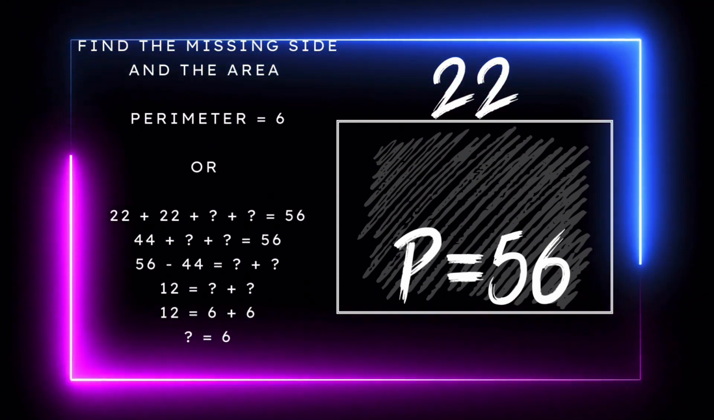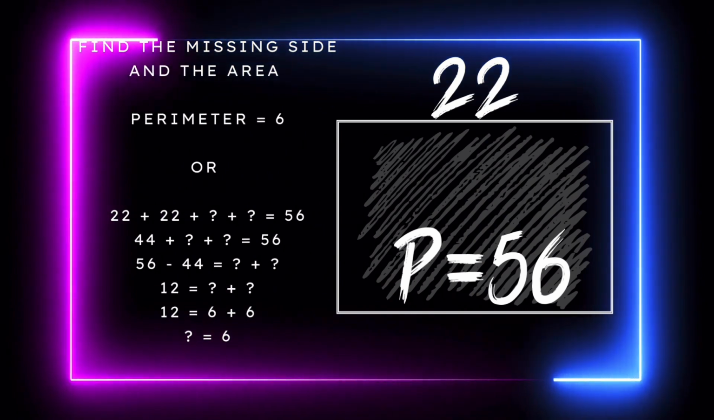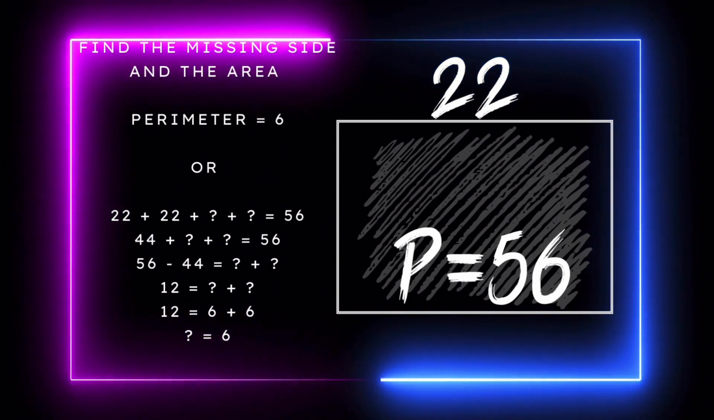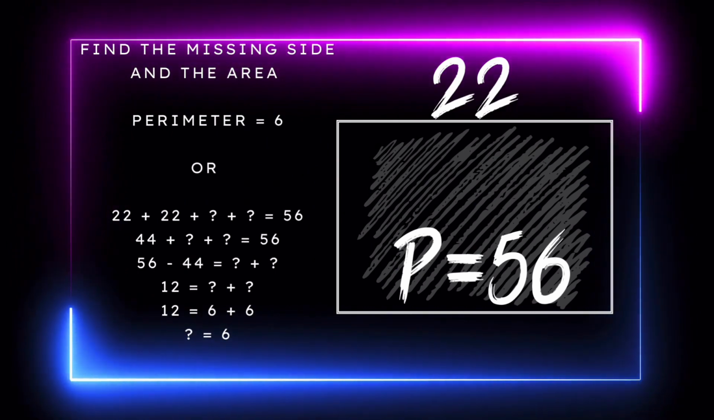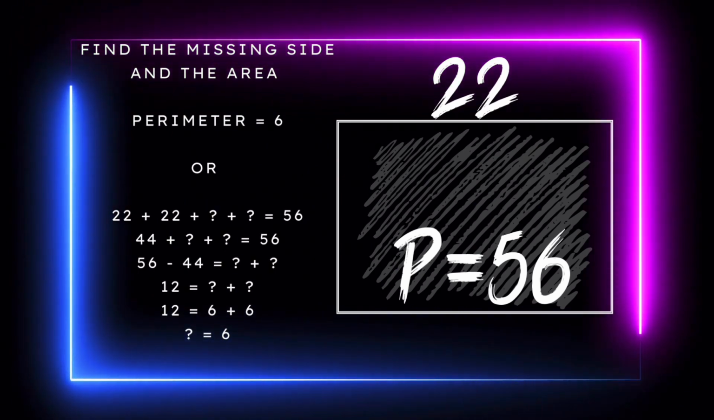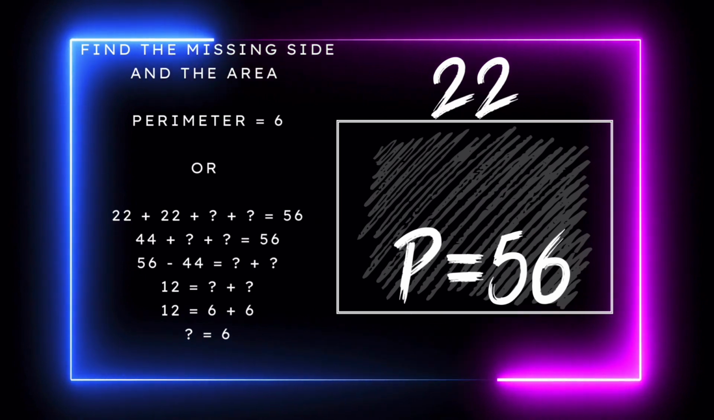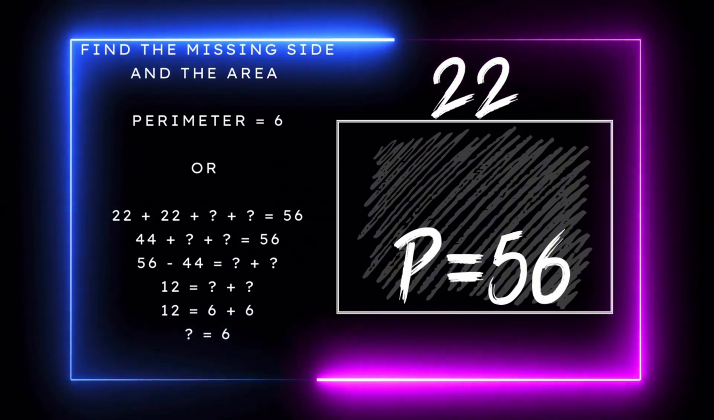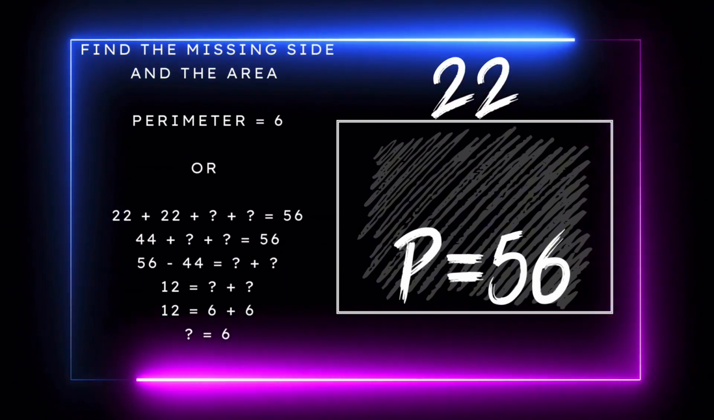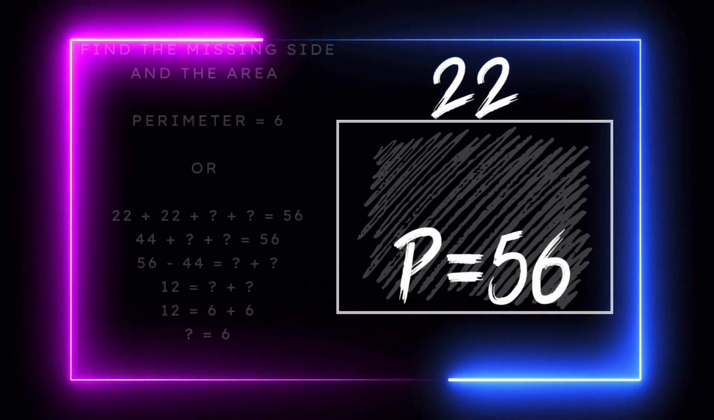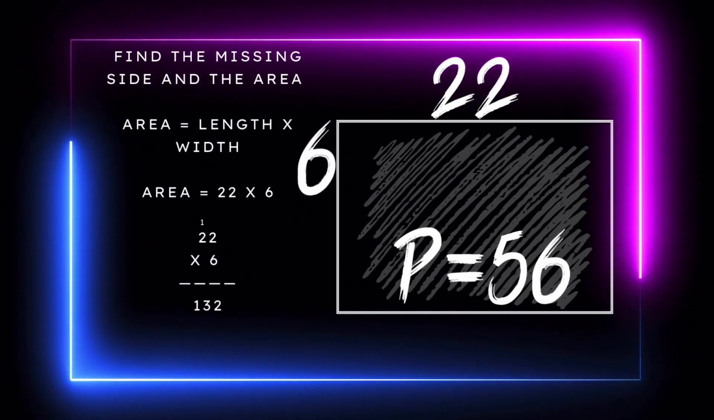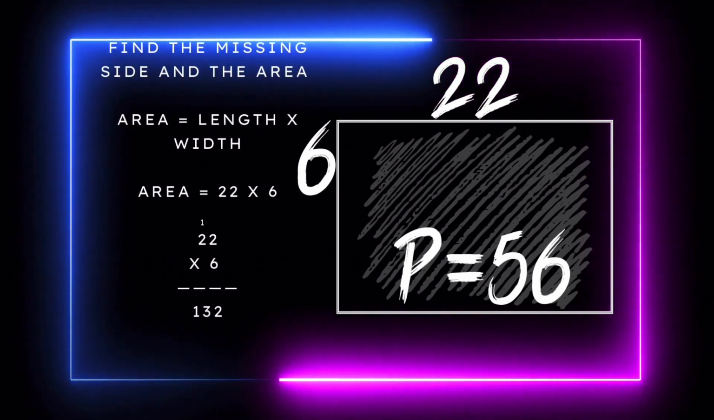Or you can do 22 plus something equals 56. 22 plus 22 is 44. So 44 plus something equals 56. 56 minus 44 equals something plus something. 56 minus 44 is 12. So now we know 12 equals something plus something. And what plus itself equals 12? 6. 6 plus 6 equals 12. Either answer, we got it. So we now know our sides are 22 and 6.